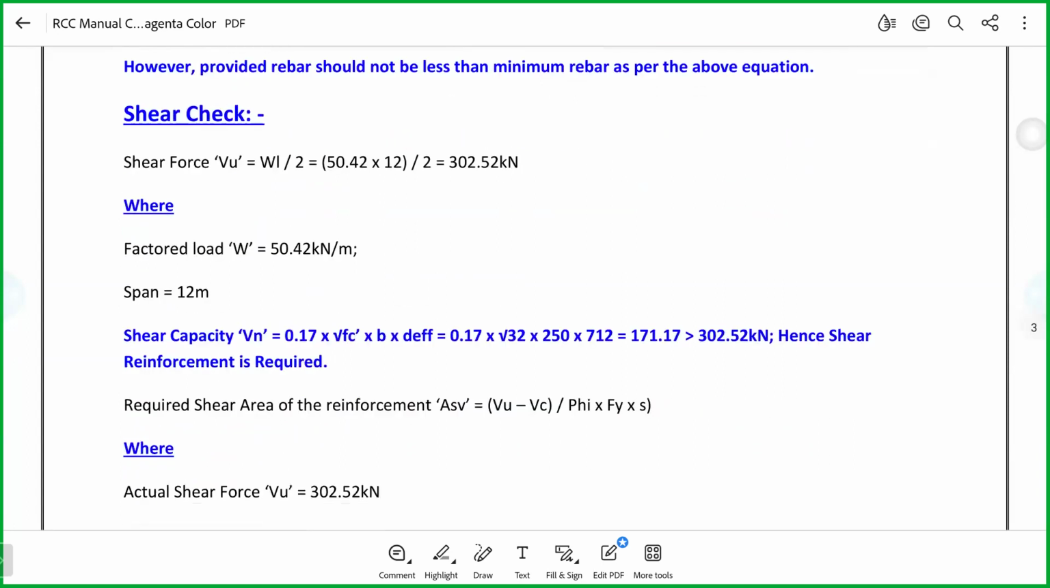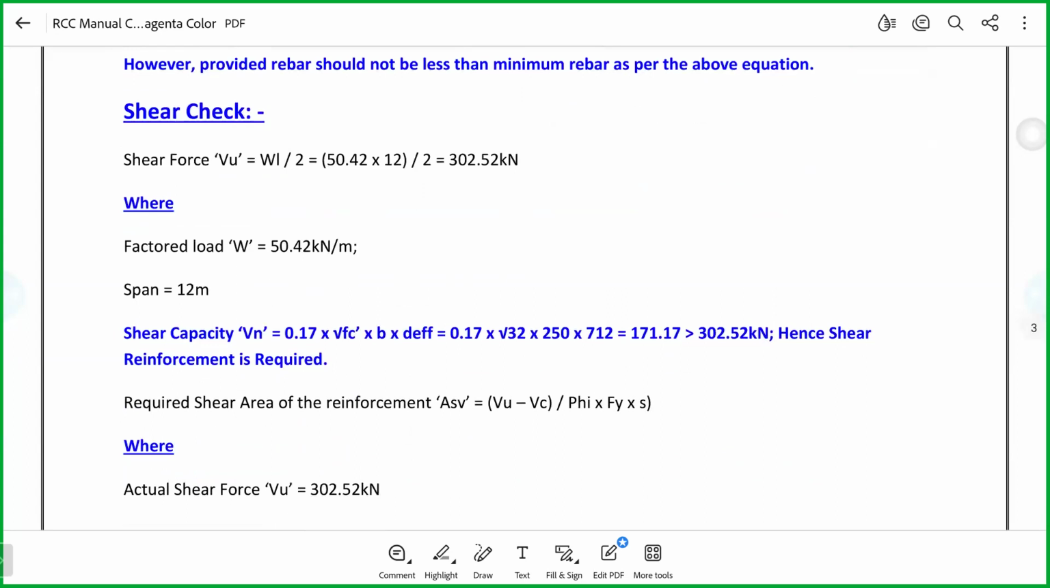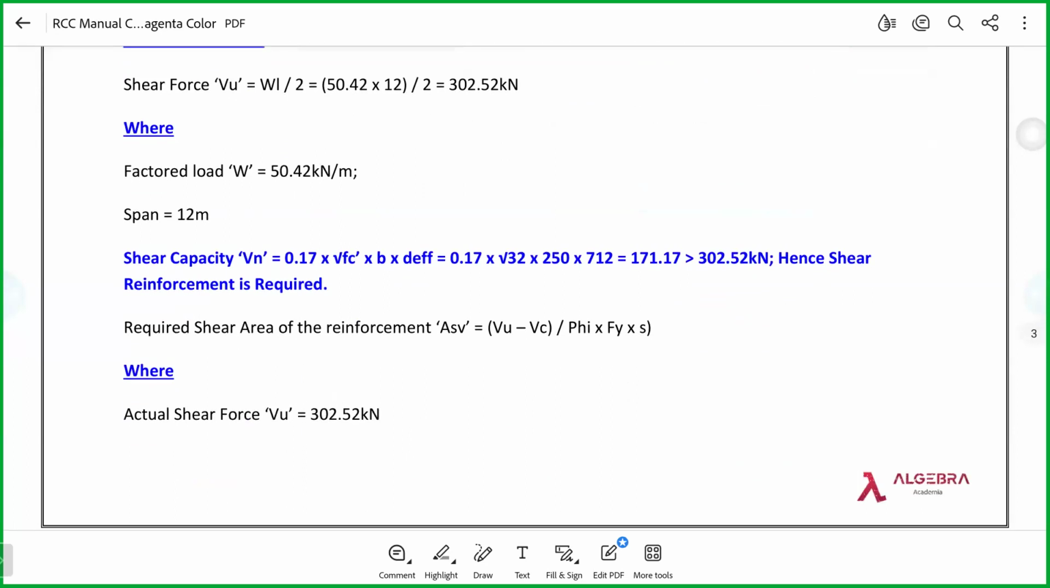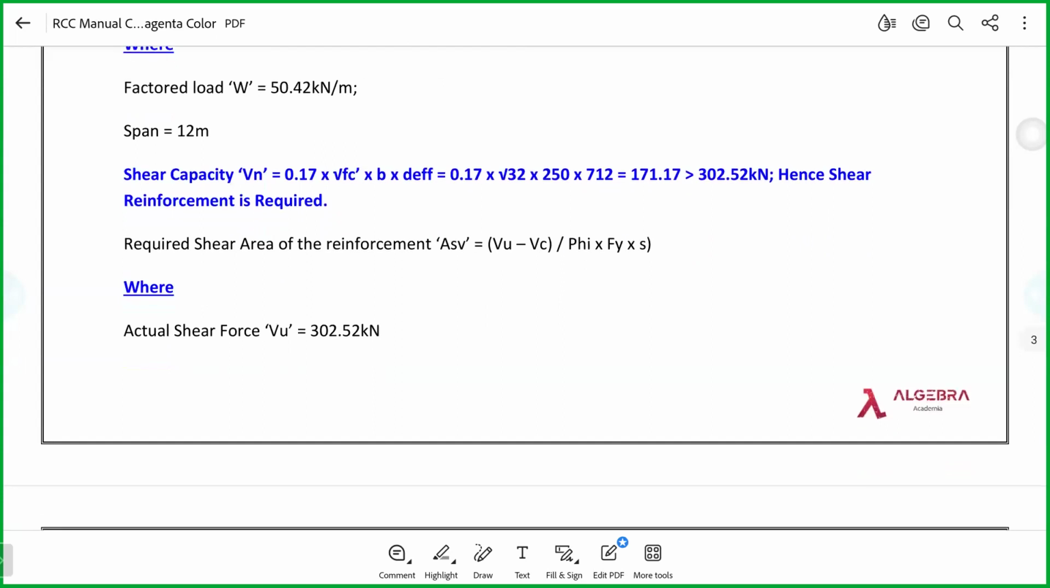Okay. And going with the shear check, it's the same equation, WL by 2. W you already calculated, the factored load 50.42. So 50.42 times 12 divided by 2 is 302.52. And the shear capacity, this is again one-way shear, as I told you, right? It's the same equation. When I substitute the value only for the grade of concrete, width and depth, you'll get 171.17. The allowable shear is what? And the actual shear is 302.52.